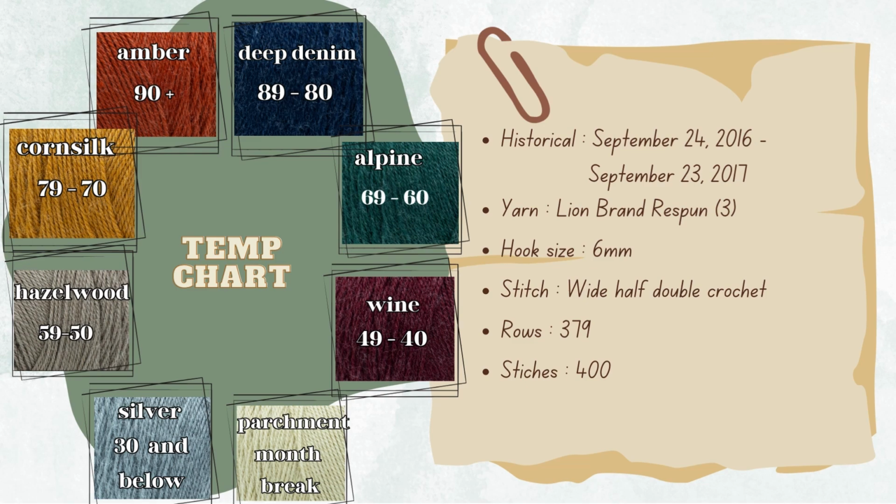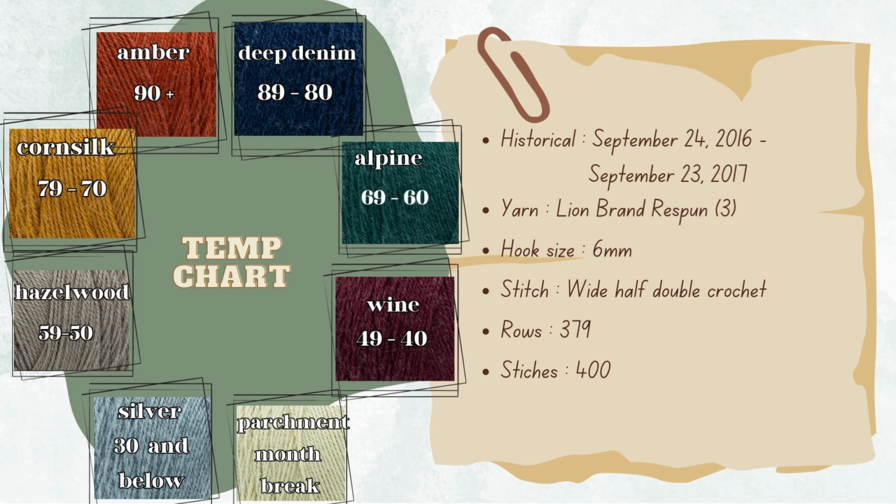I also chose the colors amber for 90 degrees and above, deep denim for 89 to 80, corn silk for 79 to 70, alpine 69 to 60, hazelwood 59 to 50, wine 49 to 40, and silver for 30 and below. I also added parchment to break up the months and to be my beginning and my end.